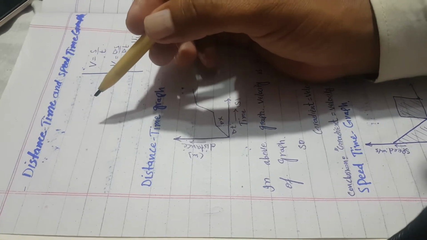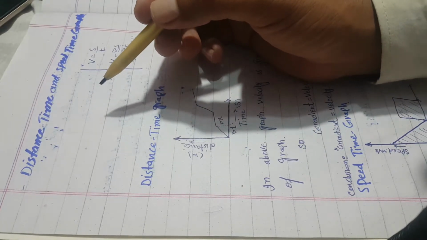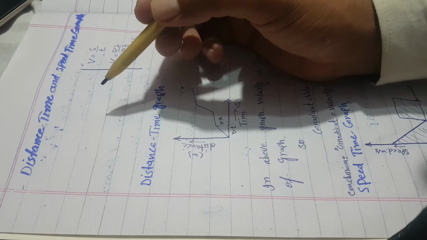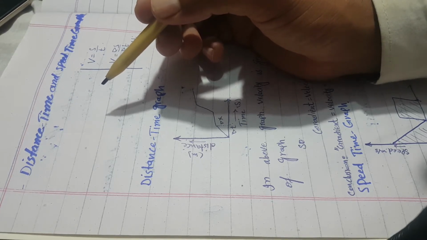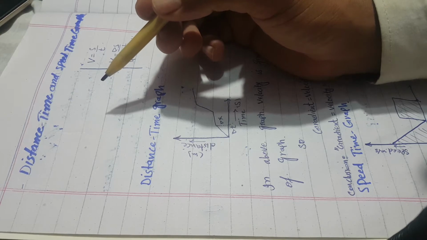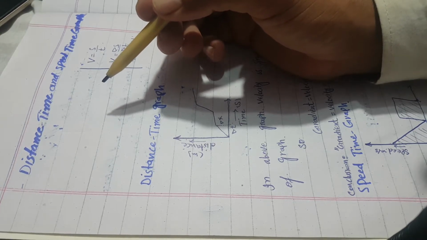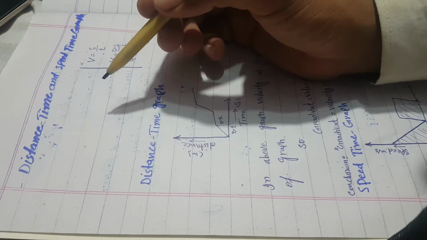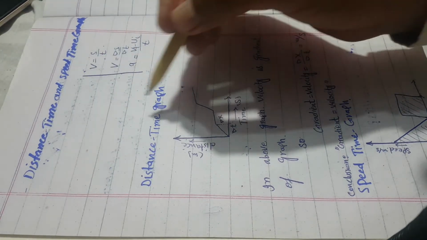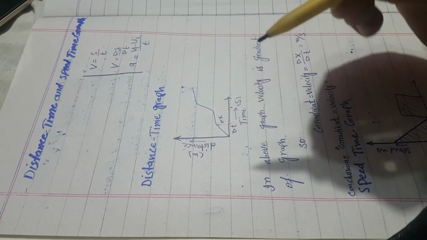Consider an object of mass m moving with initial velocity v, and after time t its final velocity will become u. So it is illustrated with the help of a graph.